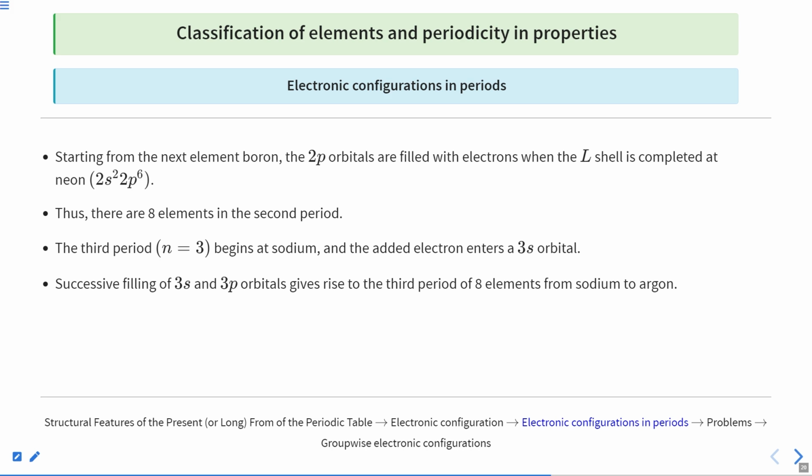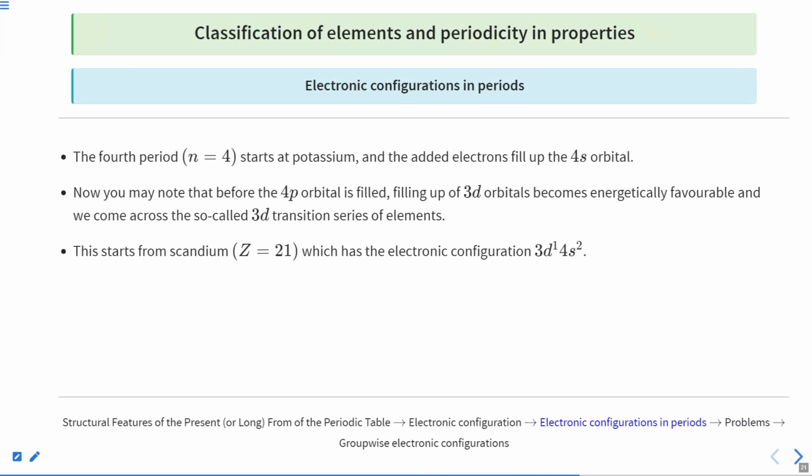The third period begins at sodium, and the added electron enters the 3s orbital. The successive filling of 3s and 3p orbitals gives rise to the third period of 8 elements from sodium to argon. So we go from 3s1 to 3s2, 3p6.